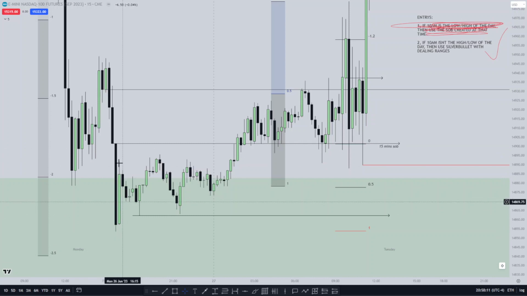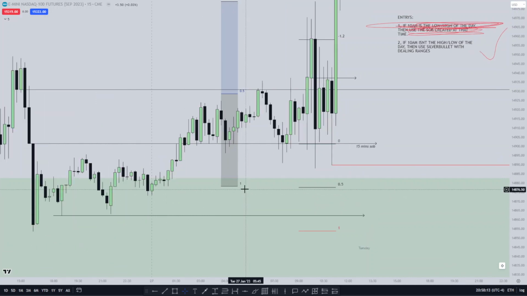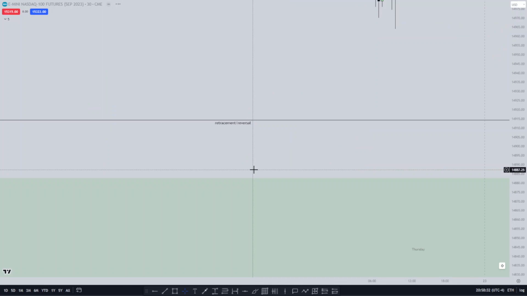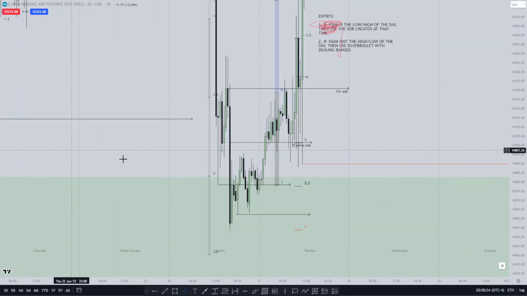Possibly, normally I would do something like this, depending on how I feel at that time, depending on price. But this daily range also aligns with the 50%. So we look over here, because this low over here, if you notice something, aligns with this low over here. If we go to the 30 minutes right here, let's go to the 30 minutes. Let me show you something.